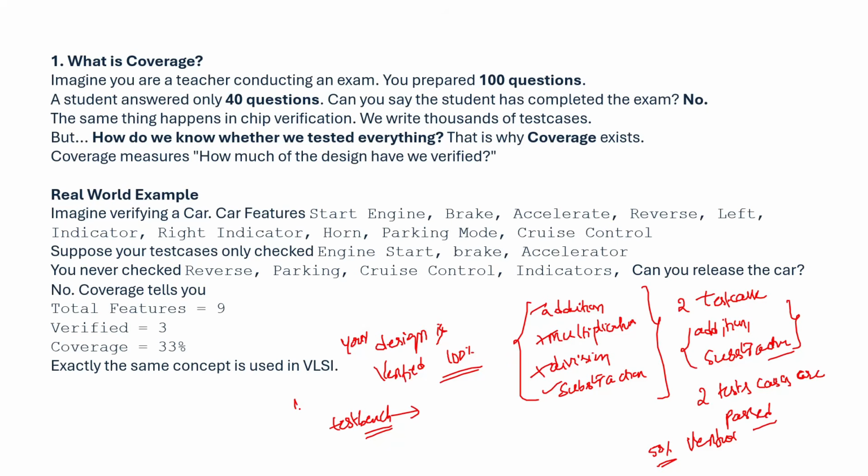Whatever tests we write here in the test bench, we pass them to the DUT. Then your DUT will verify that and give outputs. Those outputs we need to measure, right? That is the coverage metrics. Through the test bench, how much of our design is verified, how much is measured, or how many test cases are passed, that measurement gives you the coverage. Understood, right?